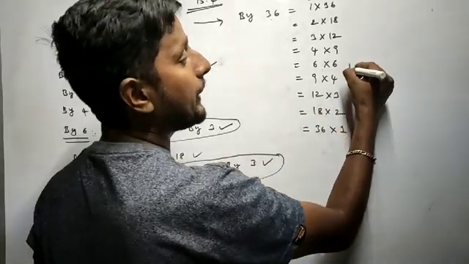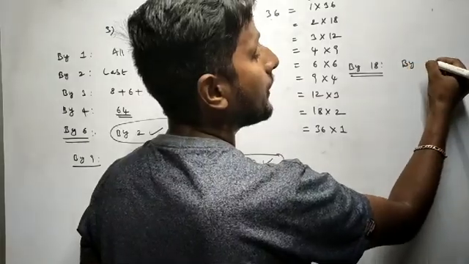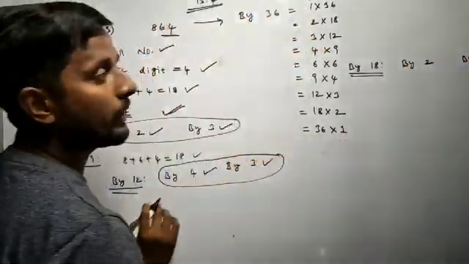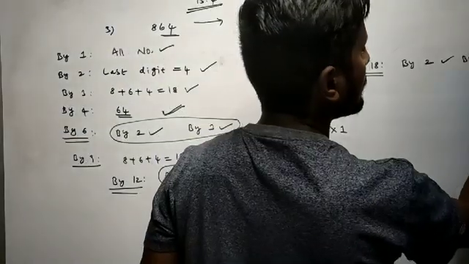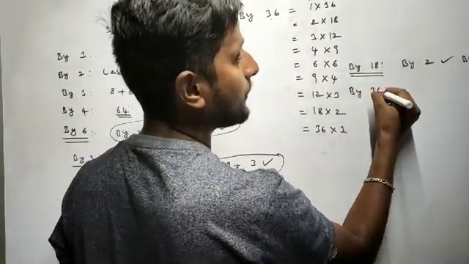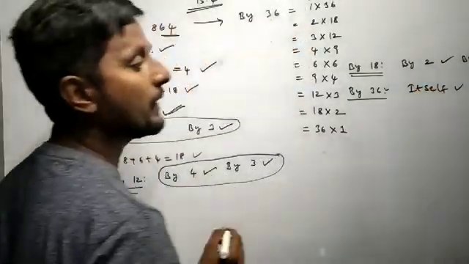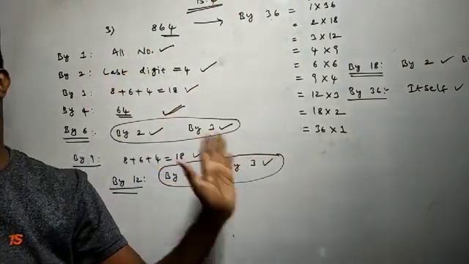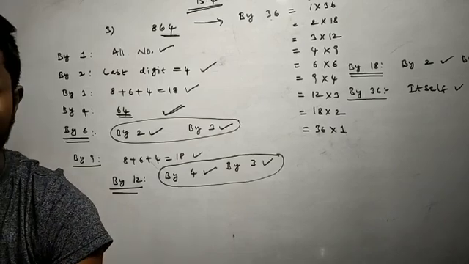Next by 18. Take individual numbers. Okay. So by 2 and by 9. 2 and 9 have no common factor, correct? 2 is divisible, 9 also divisible, correct? So 18 also divisible. By 36, correct? So 36 is itself, every number is divisible by itself. So therefore all the factors of 36 also divide 864. So it's a way of solving the problems.